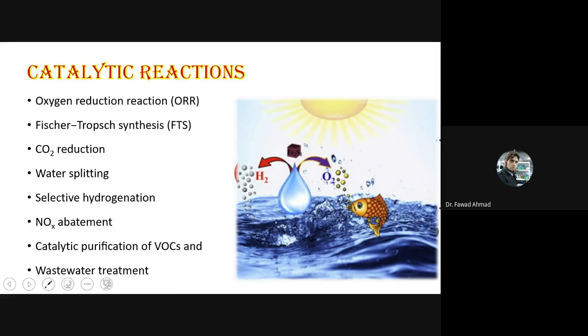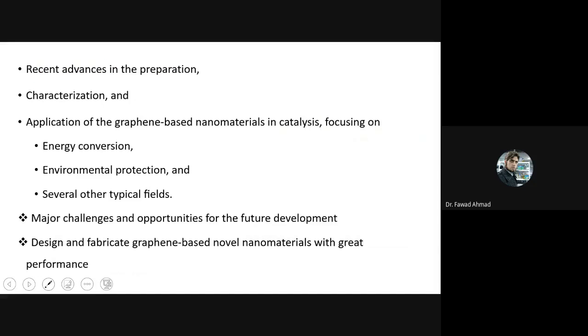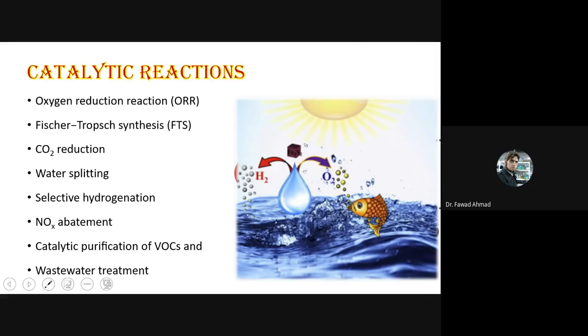Basically, this reaction can happen by using graphene, and some scientists have done a lot of work in that. And there are also selective hydrogenation, NOx abatement, and then catalytic purification of volatile organic components and wastewater treatment.